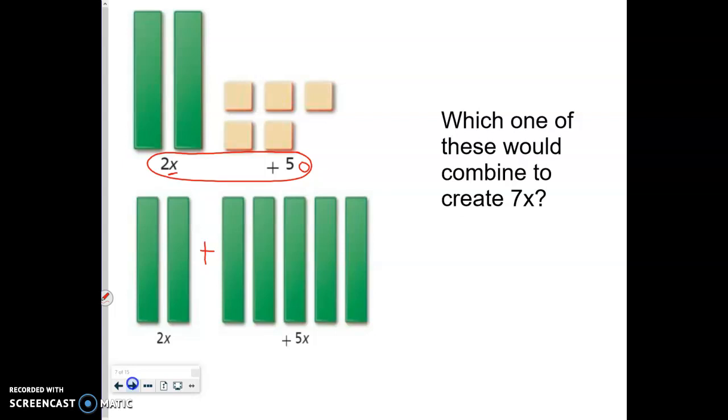The bottom one can. I've got an x in both of these scenarios and they are like terms. They're both variable connected pieces, and they're both the same variable. It's not an x and a y, so I can combine them. So which of these would combine to create 7x?